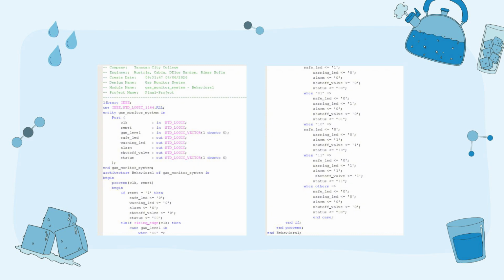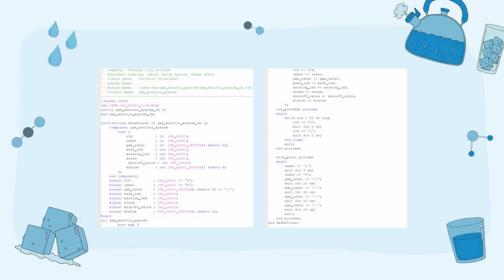When the gas level is 00, the system is safe, and the safe LED is activated. When the gas level is 01, the warning LED is activated. When the gas level is 10, the alarm and shutoff valve are activated. When the gas level is 11, multiple outputs are activated, indicating a critical condition.